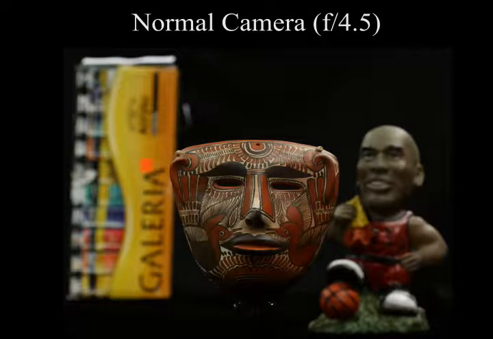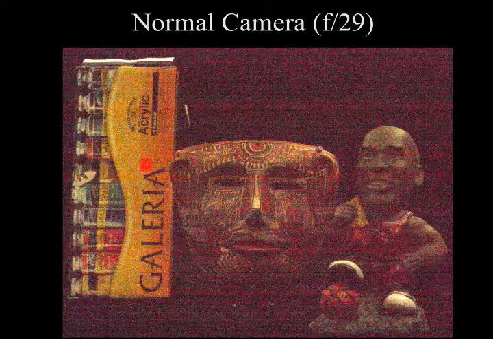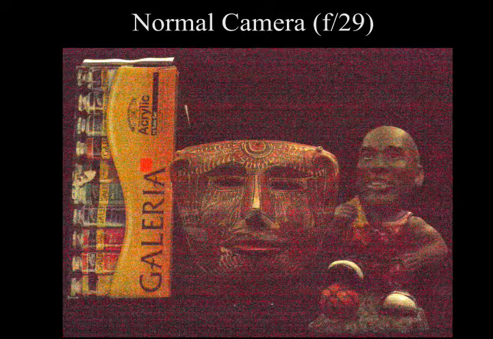For conventional cameras, there is a fundamental trade-off between depth of field and noise. Depth of field can be increased by stopping down the lens, but doing this reduces the amount of light received by the sensor, increasing the amount of noise in the image.